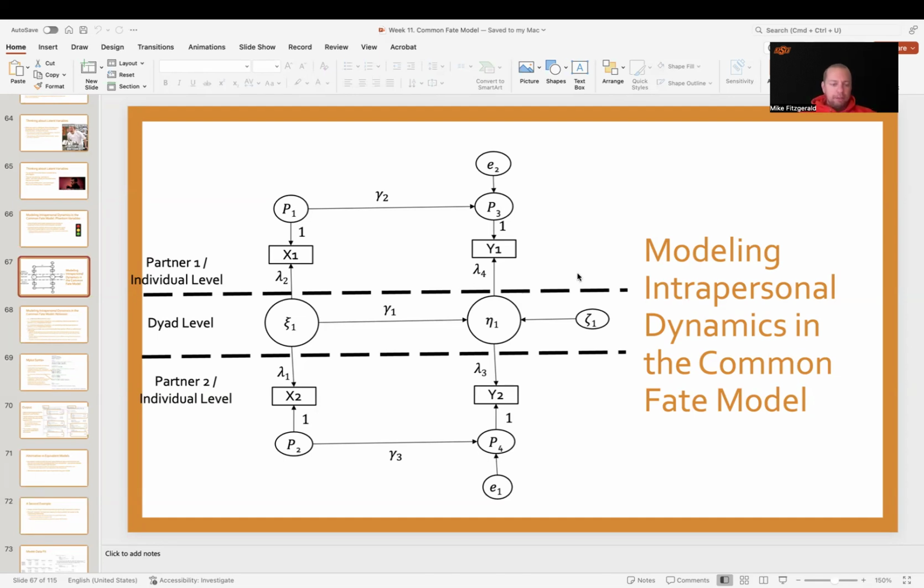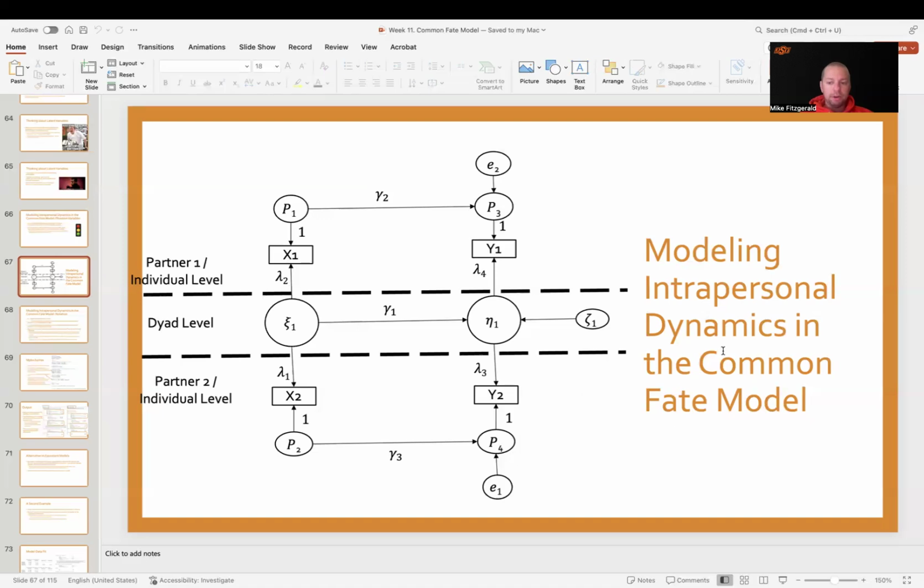All right, and so this is the diagram that we will be modeling in Mplus. What we have here is an independent variable, and a dependent variable, as you would in the common fate model. And then we have each partner's report on that. So here you have partner one and partner two, and then you have the same thing for the dependent variable, y1 and y2. So all of this in here is identical to the common fate model.